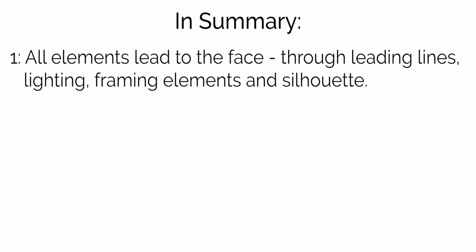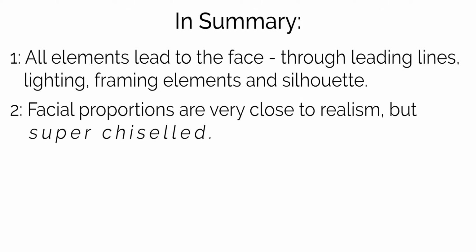So to sum up part 1 of this study, here are the 4 key characteristics of Charlie Bowater's art. Number 1. Every element in the painting is designed to draw your focus right to the character's face, be it through lighting, leading lines, framing elements, or design elements on the characters themselves. Number 2. The characters have fairly realistic facial proportions, both in terms of placement and relative sizes of the facial features. However, the bone structure of the face is usually very chiseled, causing the characters to have a very sculpted, almost elf-like face.